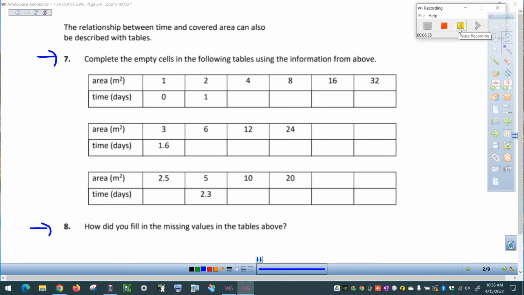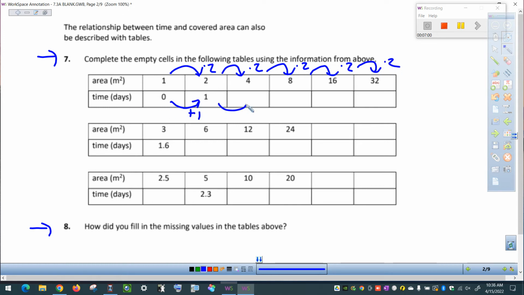All right, so we're going to take a look together here at our first table. So we have our areas filled in, starting with an area of 1 square meter when we were told back in the story that that was at 0 days. Notice how all of our areas are doubling. And we're seeing it again here in the table. So every time the area doubles, the time in days is going to add 1 day. So we're just going to continue to add 1 day to get all the way up to an area of 32 after 5 days.